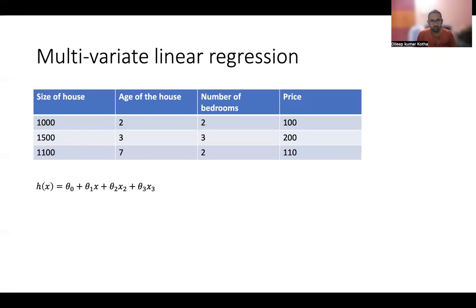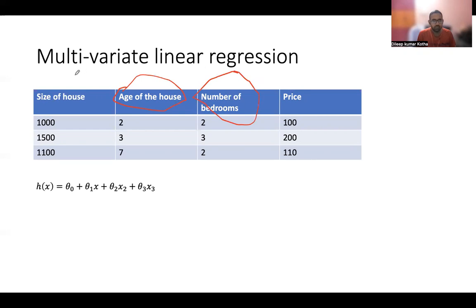Earlier we had a single variable, size of the house, determining the price of the house. Now we have more variables. We have age of the house as well as number of bedrooms, determining the price of the house.